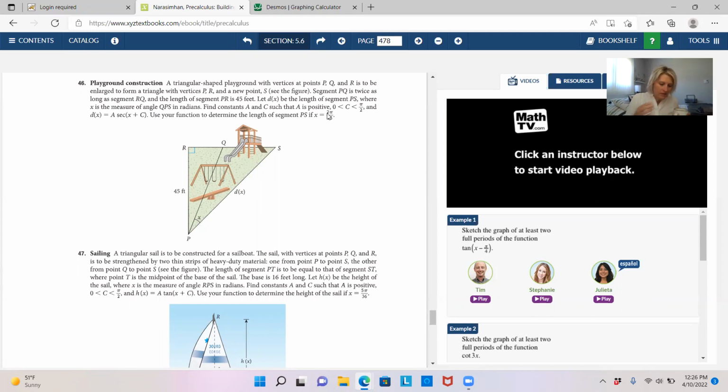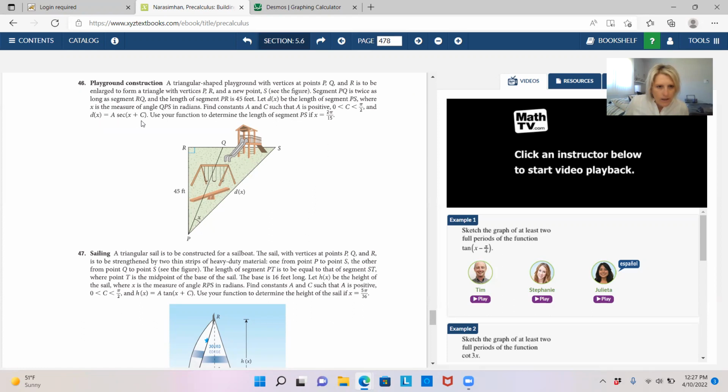C is between 0 and pi over 2. And they want it in this form here: A times the secant of X plus C. Now, instead of thinking, what could A be and what could C be, let's just think about the definitions of secant, which is 1 over cosine, and how we solve for them if we know X or we know a side. How would we solve for the angle?